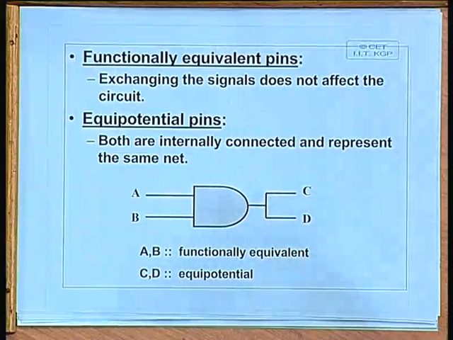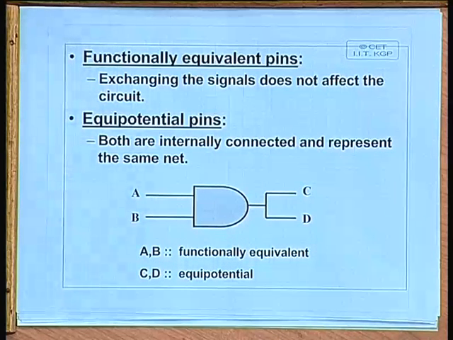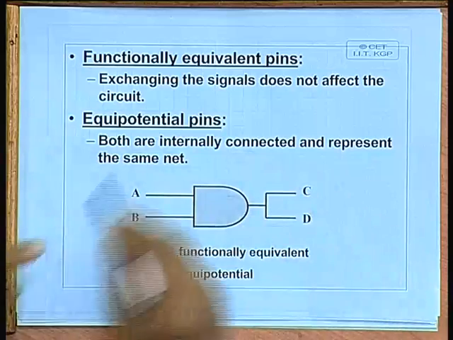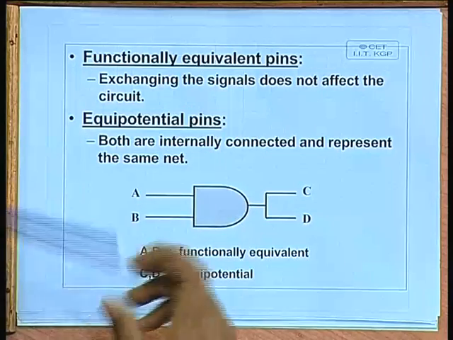Okay. Now, I have said that if your blocks are already designed and the locations of the pins are already fixed, still there is some scope for exchanging some signals with respect to the pins. How? Well, the concept is very simple. You can define functional equivalent or equipotential pins. These are two different concepts.